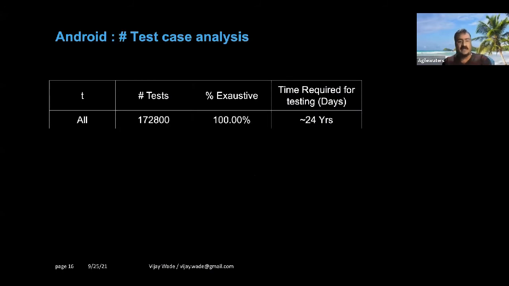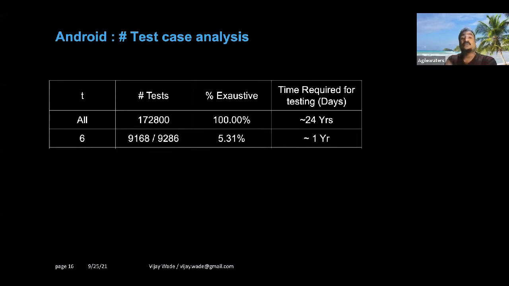With this covering array, if you do all the test cases, 1,72,800, it would need 24 years to test, which is not possible for you. You want to reduce. If you do 6-way testing, 6 parameters at the same time, it would be only 9168 or 9286 maximum test cases that you will have to write. But it will give almost 100% test coverage. So with minimal test cases, 6-way combination is only 5.31% of the total exhaustive test set. It will take about 1 year.